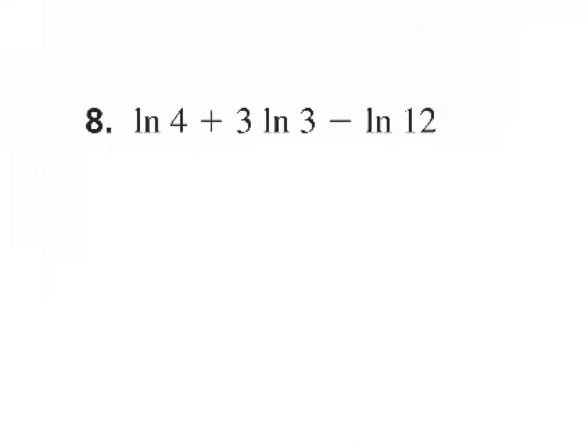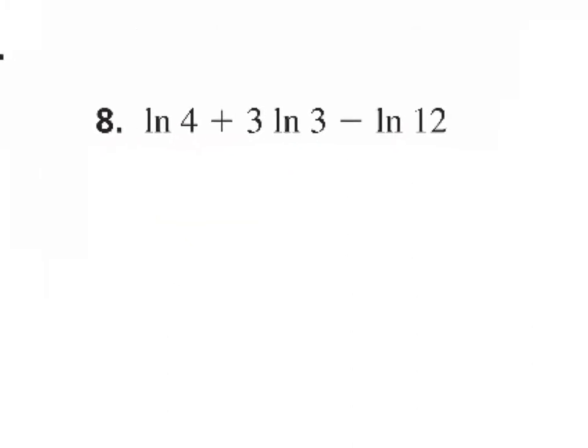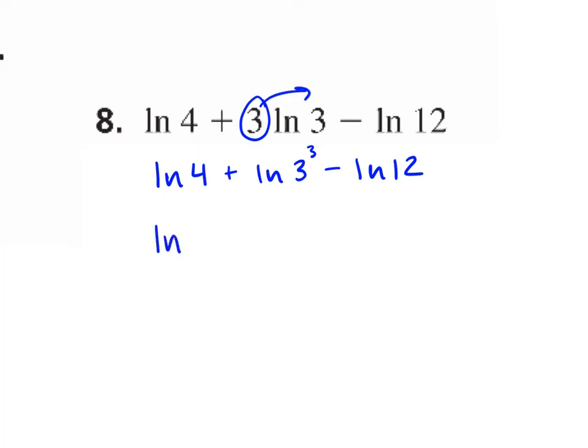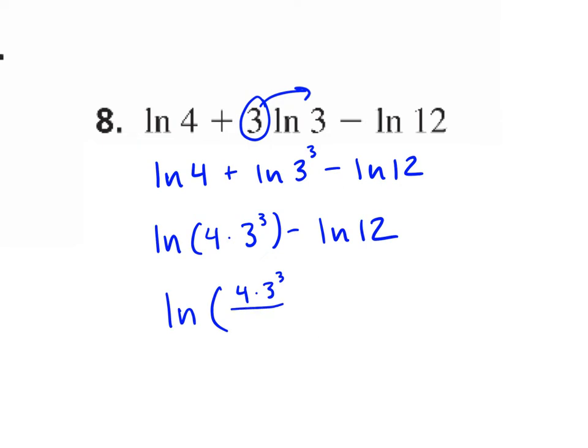Let's look at 8. What should we do first here for number 8? Put the 3 as the exponent. What should we do next? Awesome. So we have ln of 4 times 3 cubed minus ln of 12. What else can we do? Divide. So since we're subtracting, we divide. So 4 times 3 cubed divided by 12.